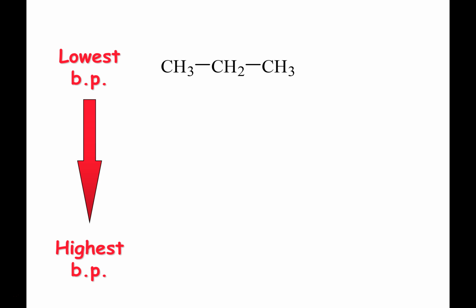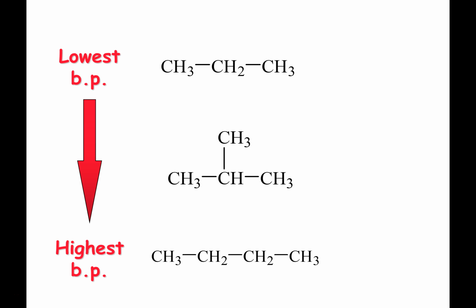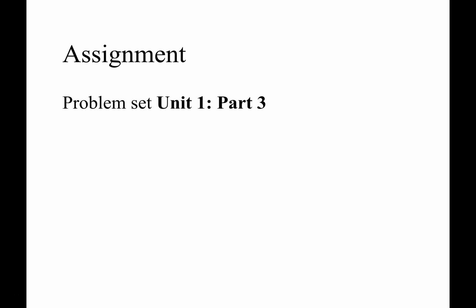So I'm going to go ahead and reveal it to you. As it turns out, the 3 carbon alkane actually has the lowest boiling point, followed by the isobutane, followed by the normal butane. But that one would be kind of hard between these two. This would be pretty obvious. This one, this one, this one.